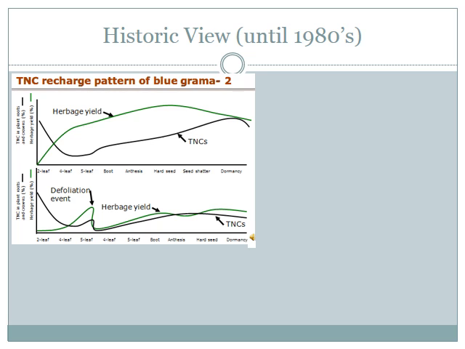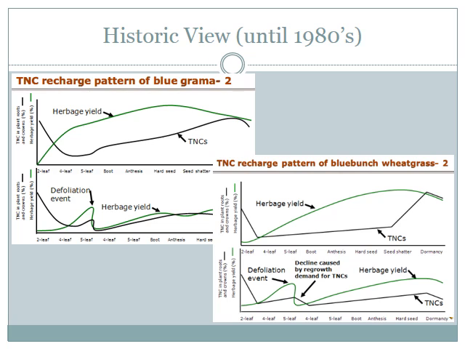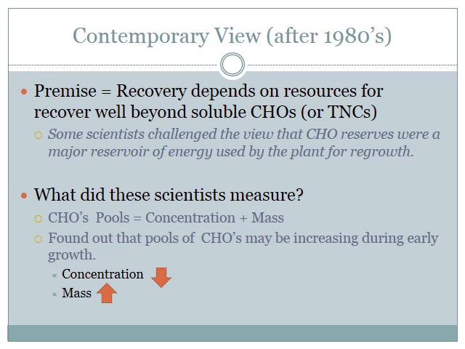And this graph has to do with blue grama. A similar trend can be seen with bluebunch wheatgrass, where the plant continues to grow carbohydrates, and if you graze it, it sets that total non-structural carbohydrate concentration back. Okay, well that's all fine, but as we started to do more research on it in the mid-'80s, boy, there were some things that weren't adding up.